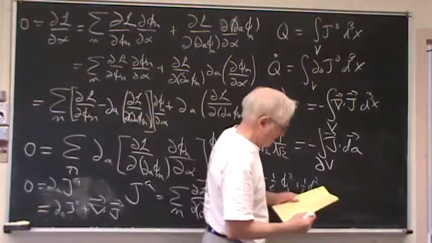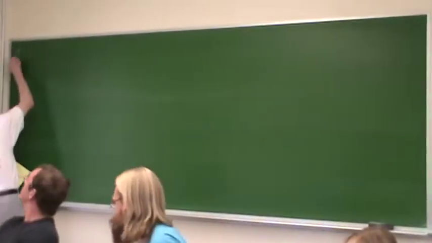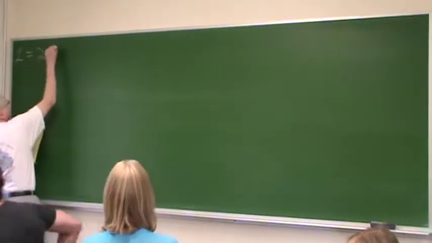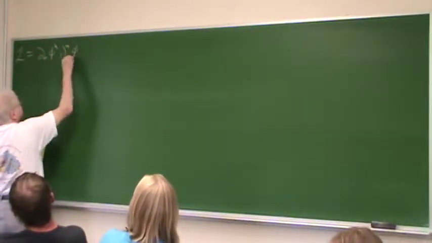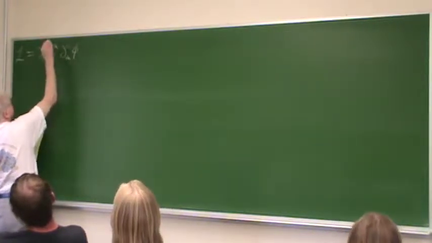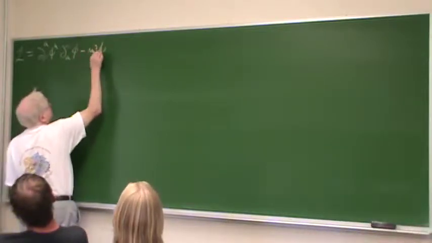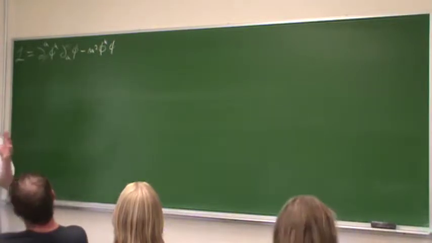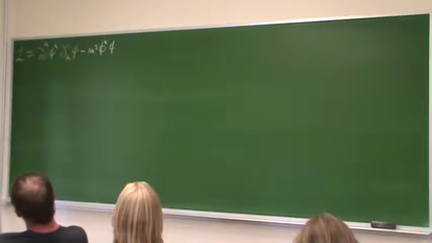And, all right, so in terms of that complex field, I want to have an action density that is d mu phi star, d mu phi, minus m squared phi star phi. Okay, so that's the picture. We have a single complex scalar field.